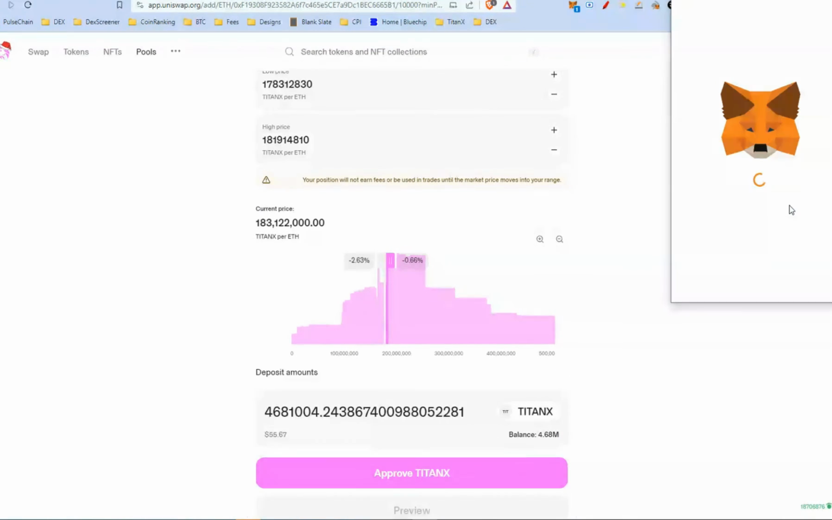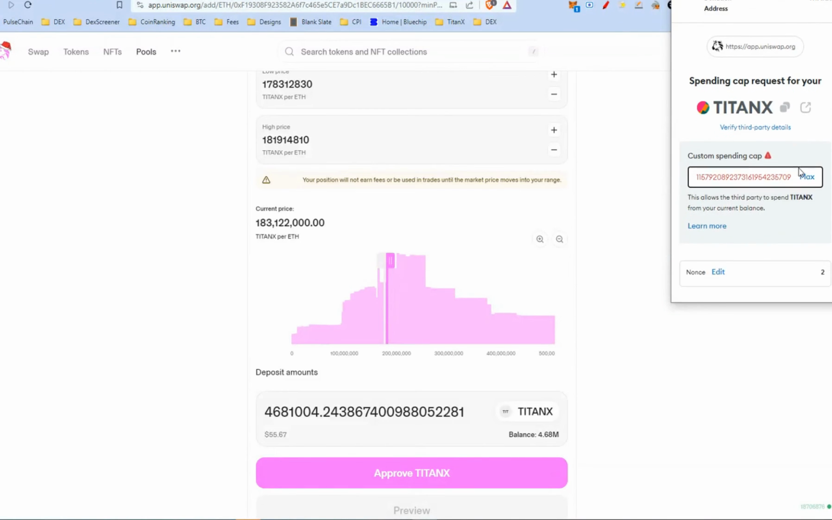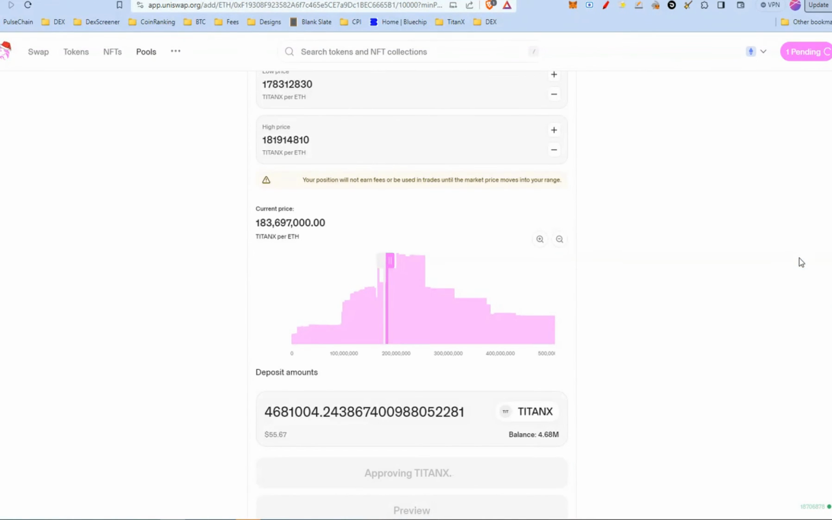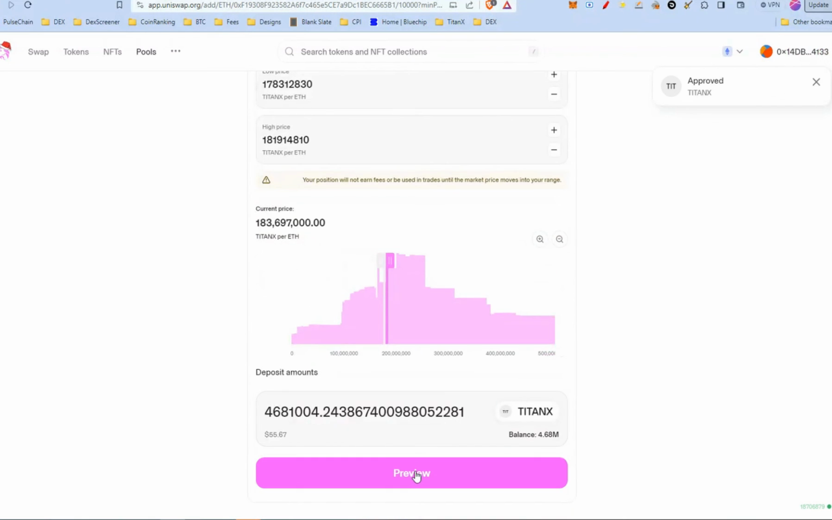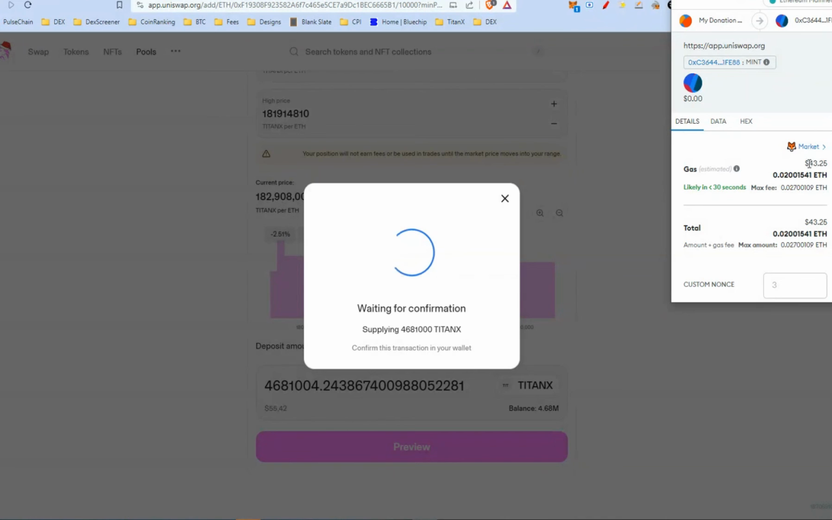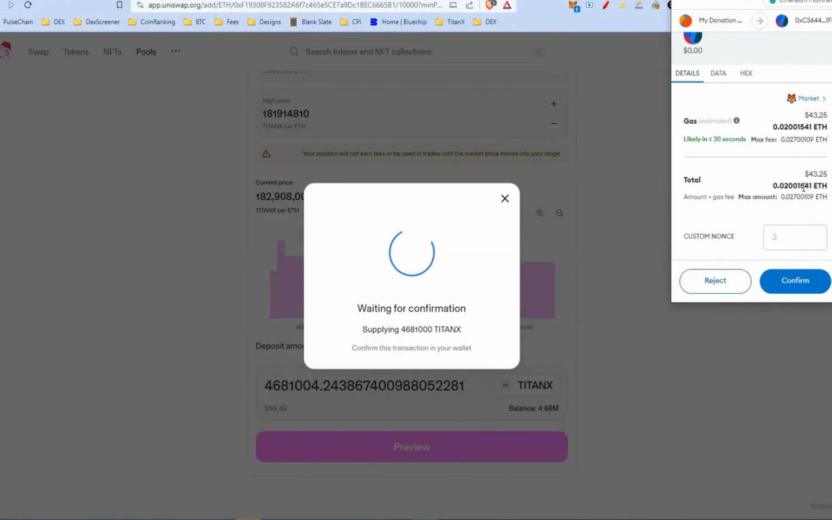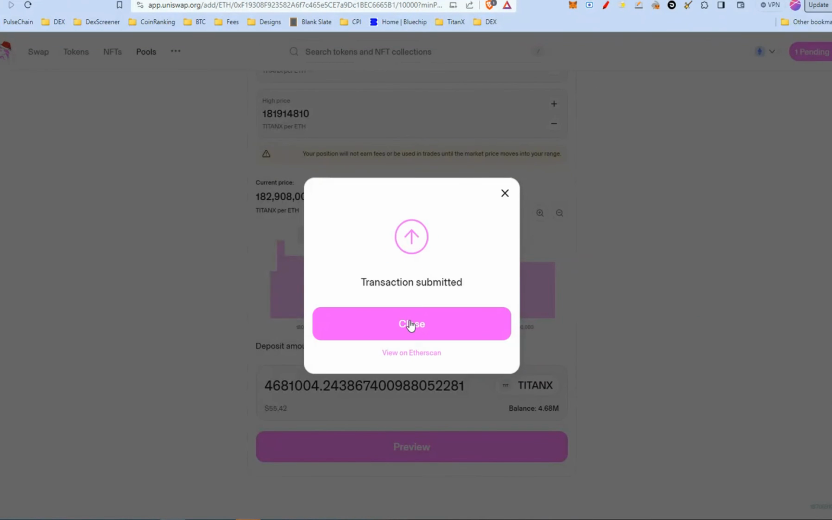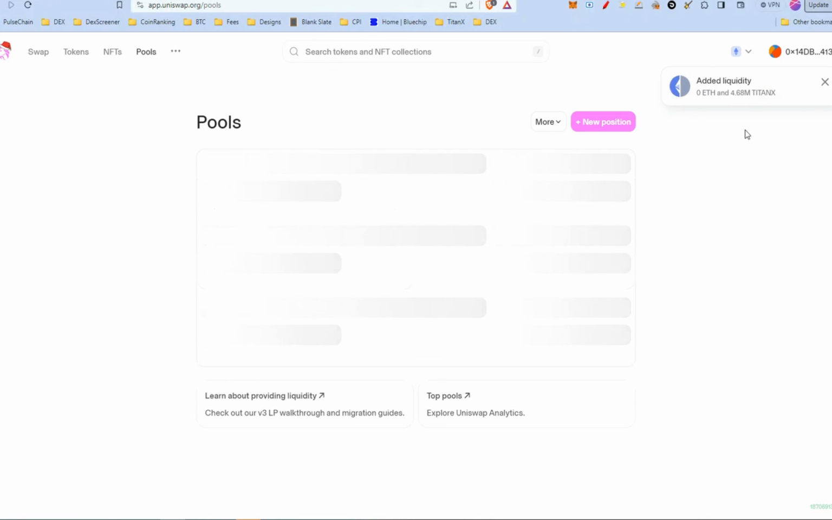it. MetaMask will pop up. I'll first have to accept the spending cap. Go next, approve, and it has been approved. Now we're gonna click preview, and then we're gonna add that. And as you can see, the gas fee is $43. Economically it makes absolutely no sense, but it's just for this video so that you can see how this works. And the transaction has been submitted and the liquidity has been added.